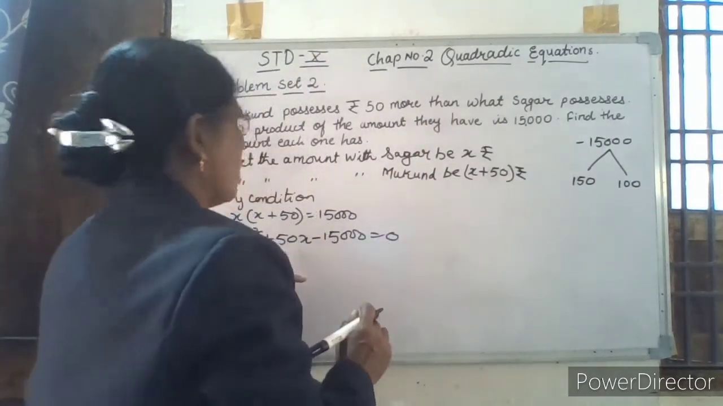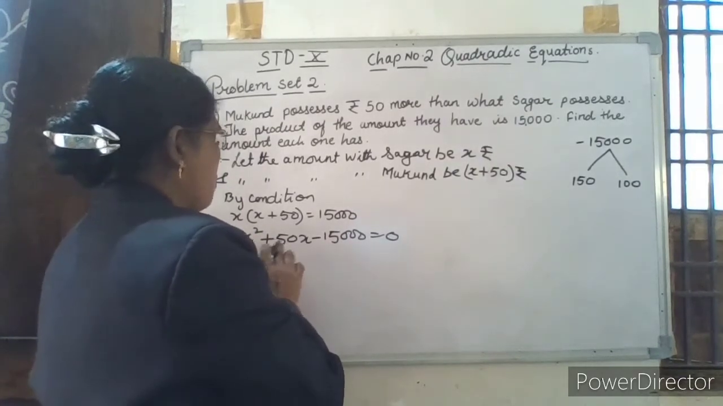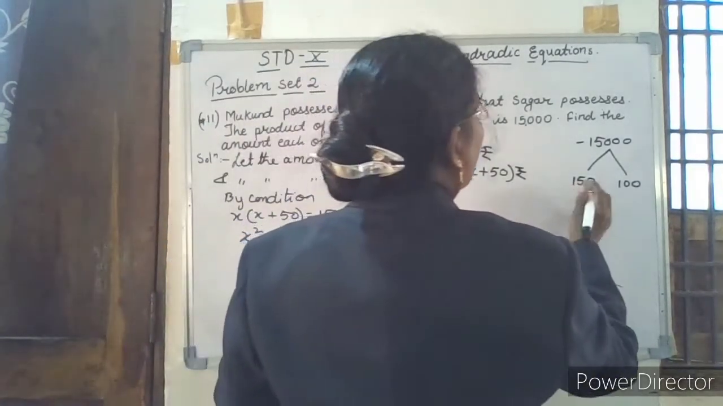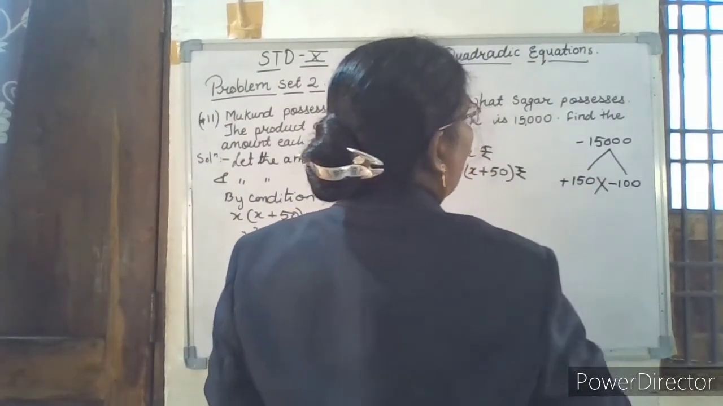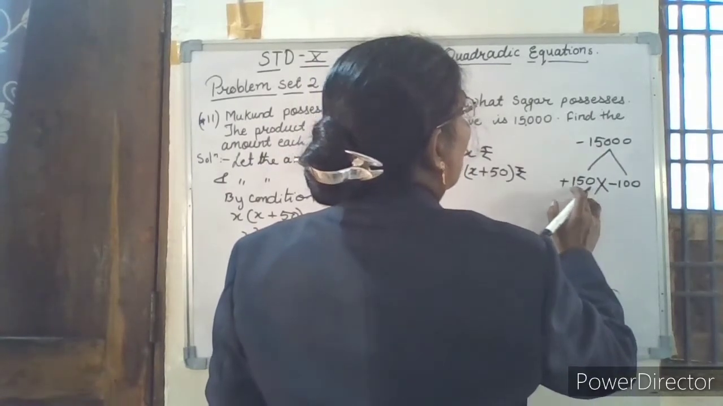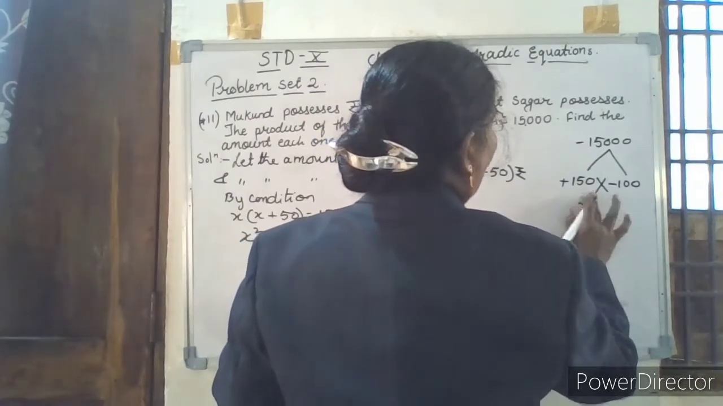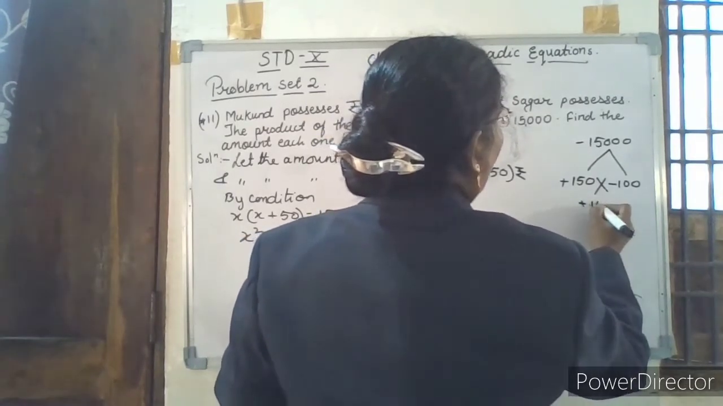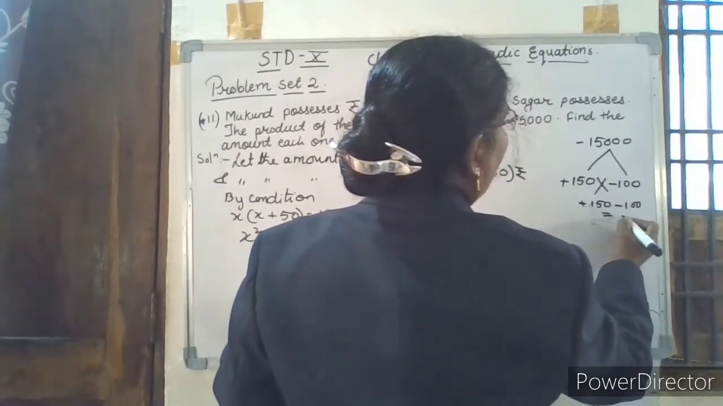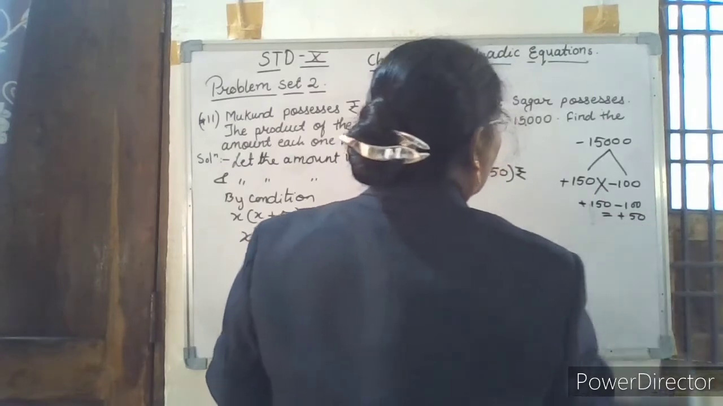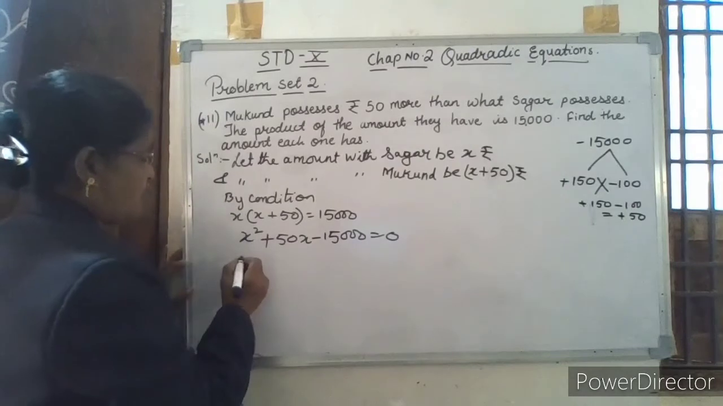If we subtract them, we'll get 50, but the middle term is a positive term. So for the greater number, you put plus sign, the other one minus. If you multiply them, plus into minus is minus. 150 into 100 is 15,000, plus 150 minus 100 will give you, if we simplify, plus 50. So therefore, we'll take the factors as plus 150.